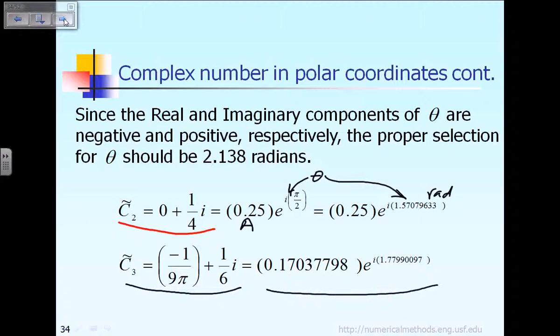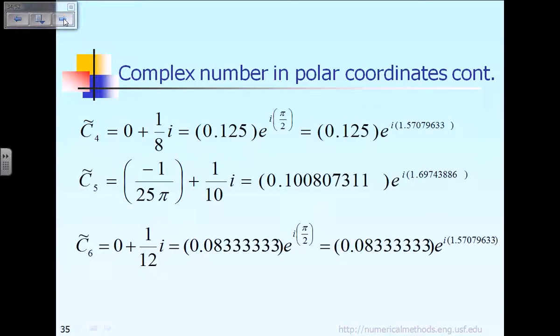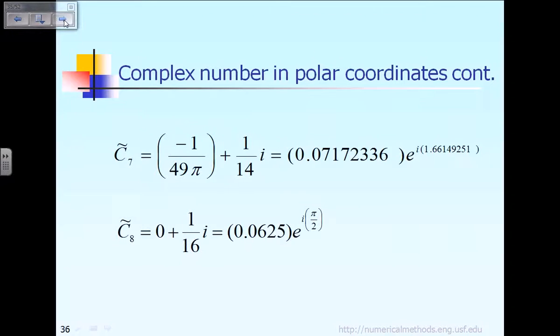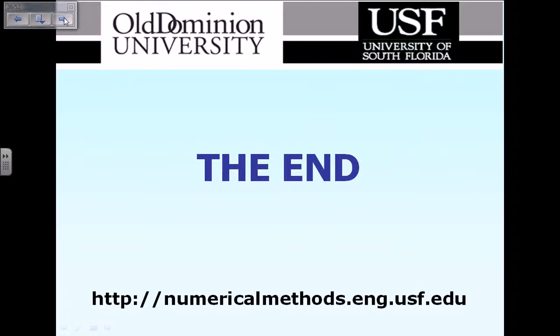Okay? And so on, you can express the next complex number C tilde 3 in terms of the polar coordinate by computing the amplitude A, which is in this case 0.17, and the angle theta, which is 1.7799. And we can do all the way until C tilde 4, C tilde 5, C tilde 6, C tilde 7, and C tilde 8. And that is the end of this lecture.